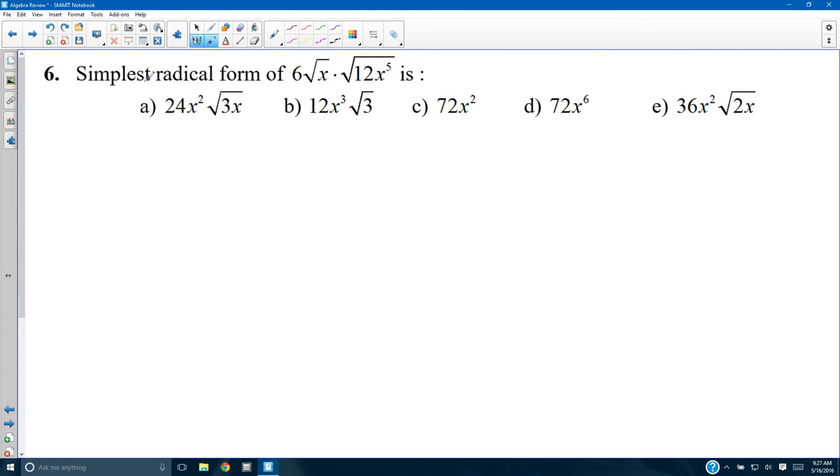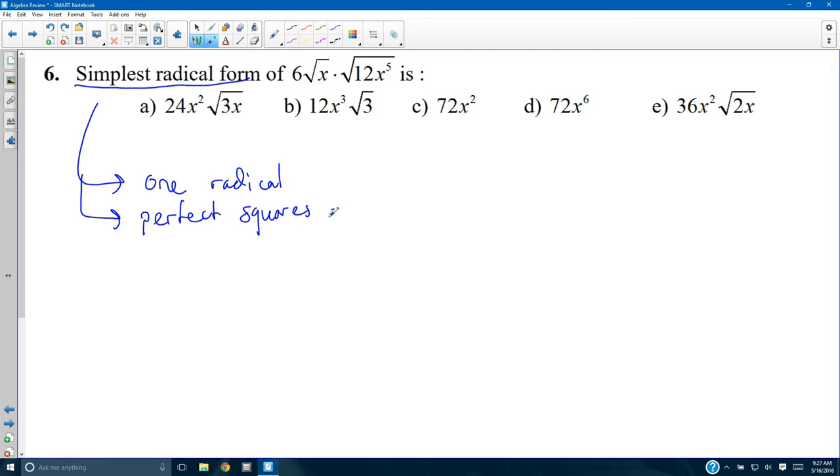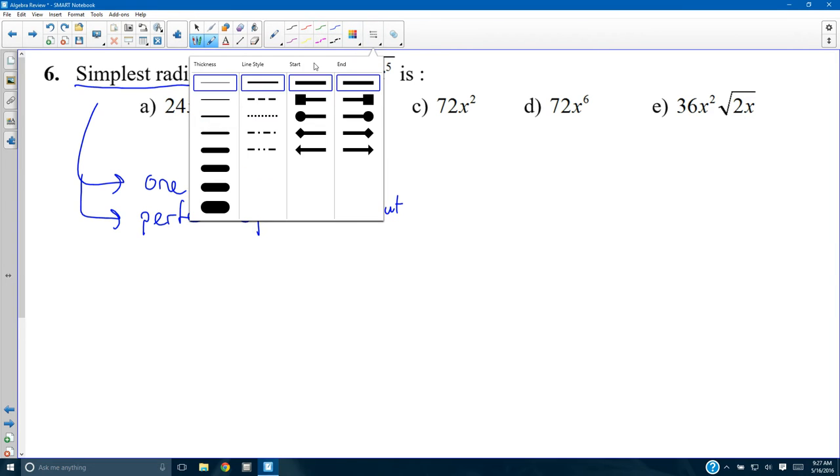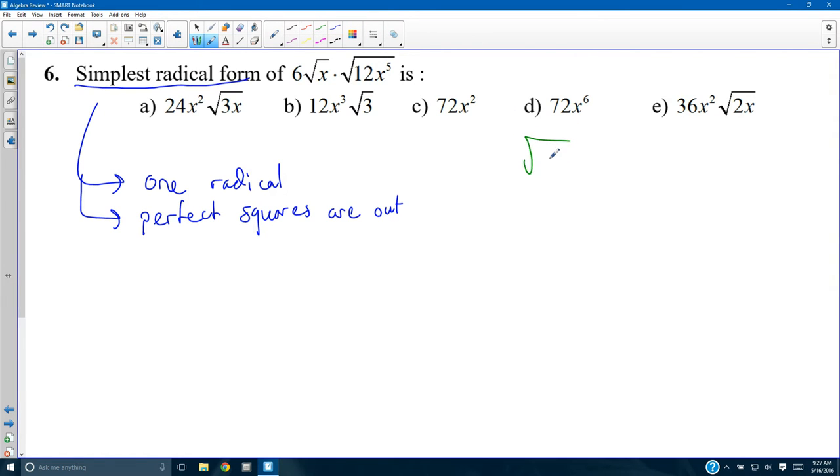Number 6, simplest radical form of this is. Now, simplest radical form does mean you only have one radical. And in this case, because it's a square root set of radicals, perfect squares are out of radical. Okay, that includes variables. In understanding all of this, I also want you to understand one more thing, and this is reversible. If I have a square root of a product of values, you can split that up into a product of the square roots of those values. Likewise, if you have one, you can do the other.